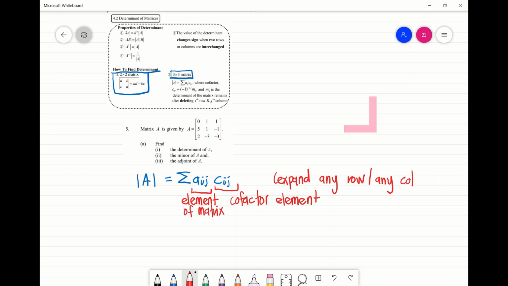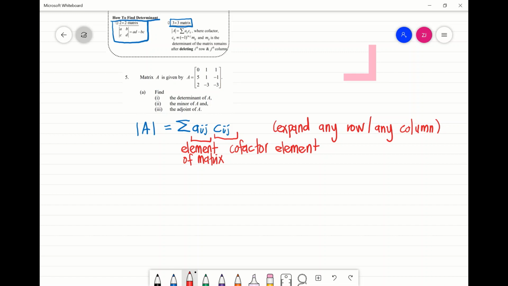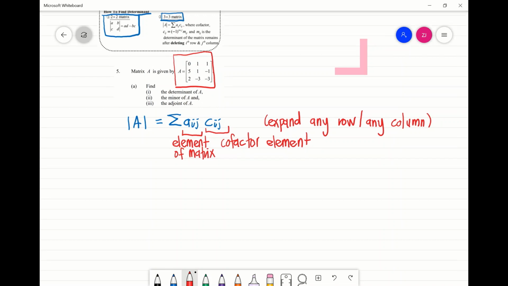The tip is we may find any row or any column with element 0, so that it will make the working solution easier. Now let us see this matrix A. In order to find the determinant of A, we are going to expand the first row here.